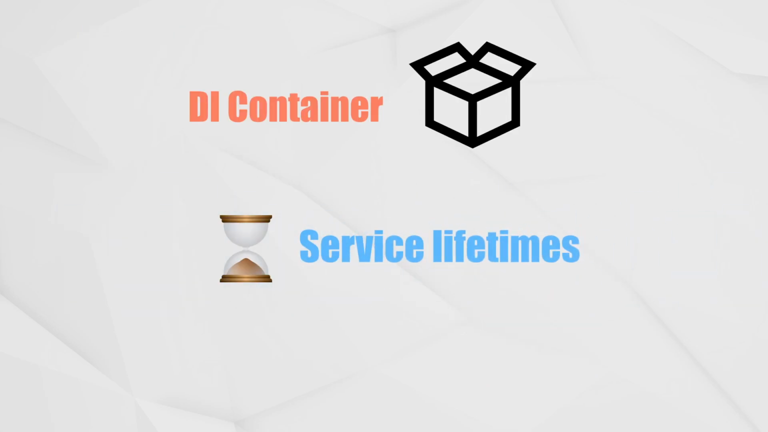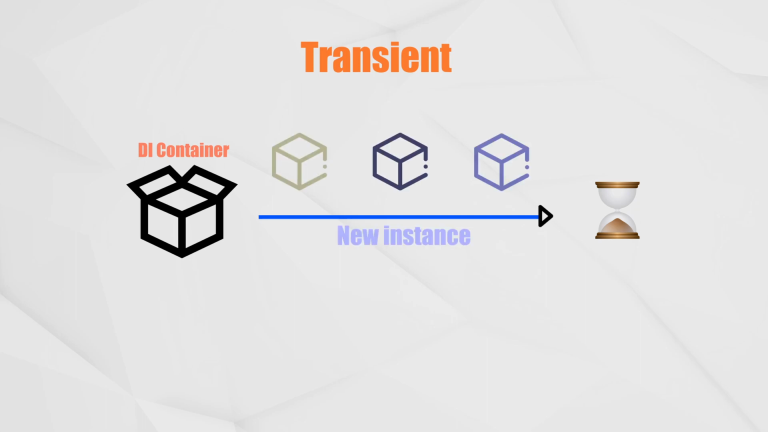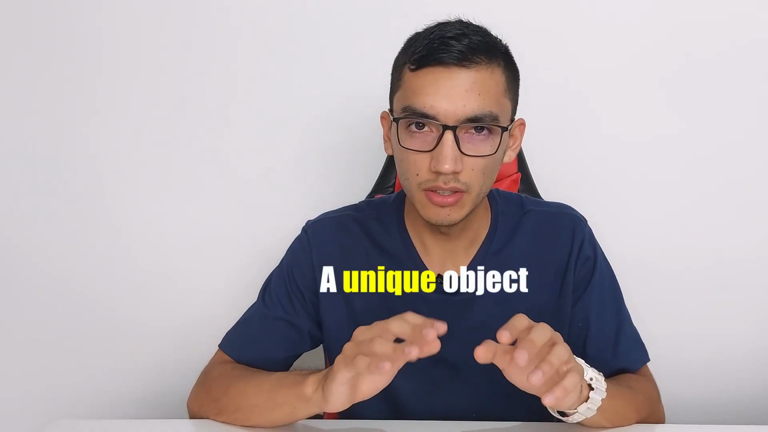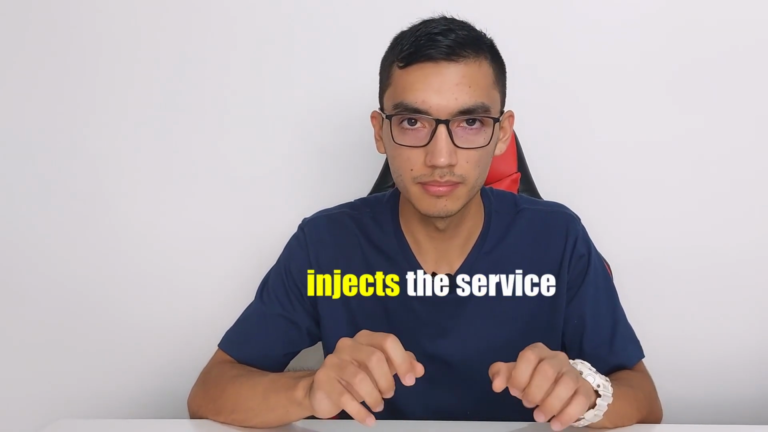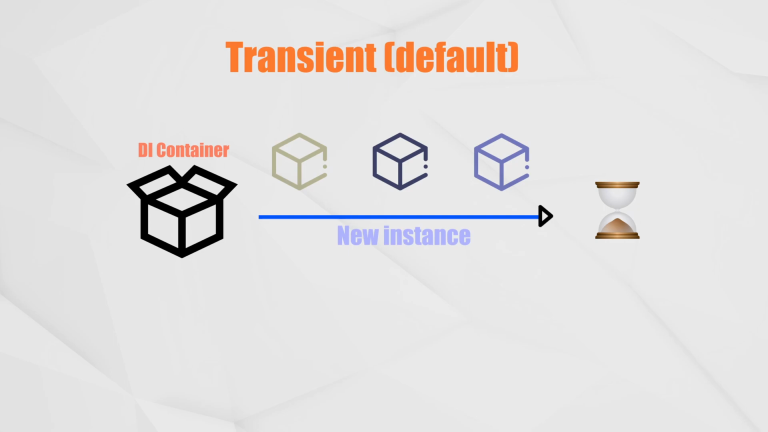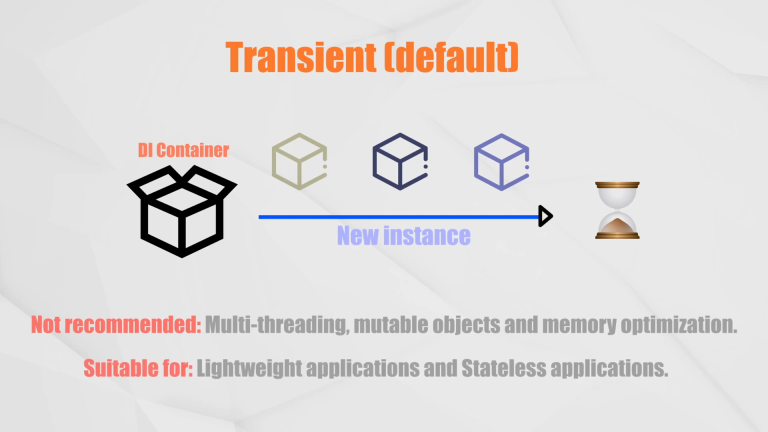There are 3 types of service lifetimes. Transient. A new instance is created every time it is requested. A unique object is provided whenever a dependent class injects the service. It's the default choice because we can skip multi-threading scenarios, mutability, and memory leaks. Transient services are suitable for lightweight, stateless applications that dispose frequently and have a small performance cost for object creation.